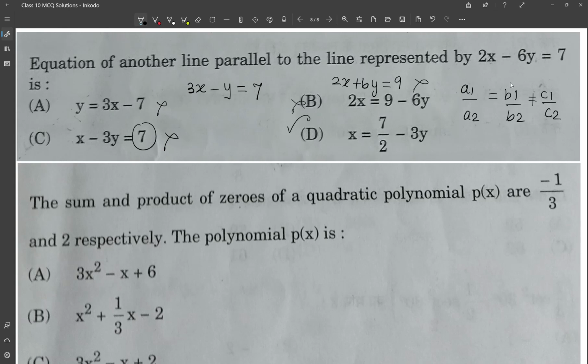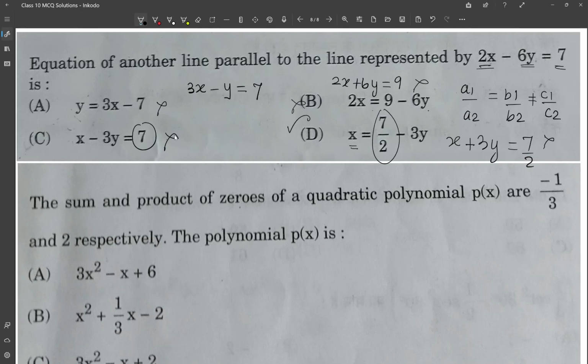So here x is getting halved, 7 is getting halved, and 6y has gotten halved. So it should have been x plus 3y is equal to 7 by 2. There is a problem here. x plus 3y is equal to 7 by 2 is also not correct. So now we'll have to revisit one of the earlier options. 2x plus 6y is equal to... this is also not correct. Option B is also not correct.